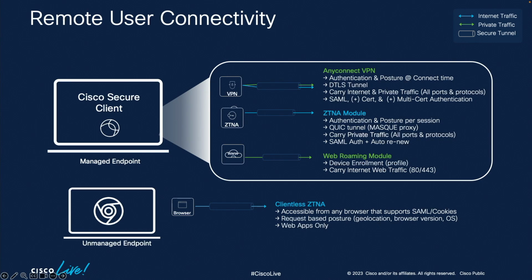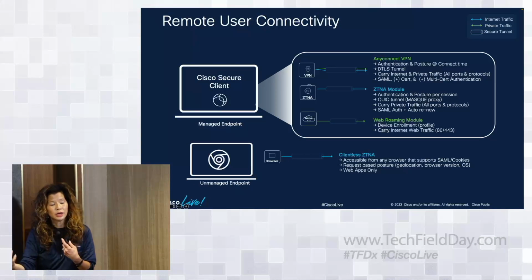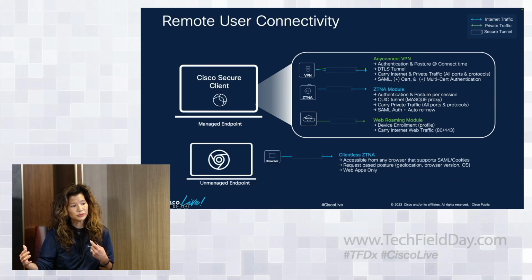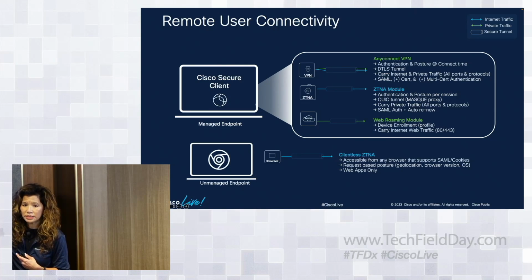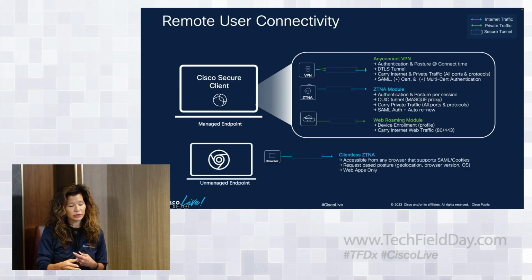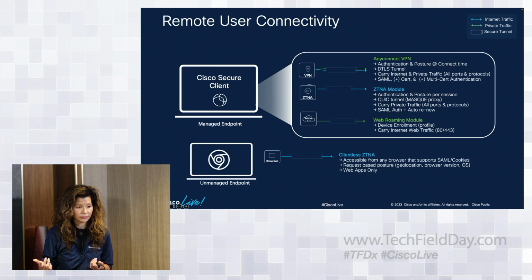It's hidden from our user because all of these capabilities are rolled into our single client, the secure client. So the client is built on different modules. It's going to have a VPN module, a ZTNA module, and a web roaming module as well. All of that's in there so that under the covers, based on the type of traffic and the resource that the user is accessing, we can negotiate these different connection methods on behalf of the user. So the user doesn't even have to understand any of this. Pretty cool.